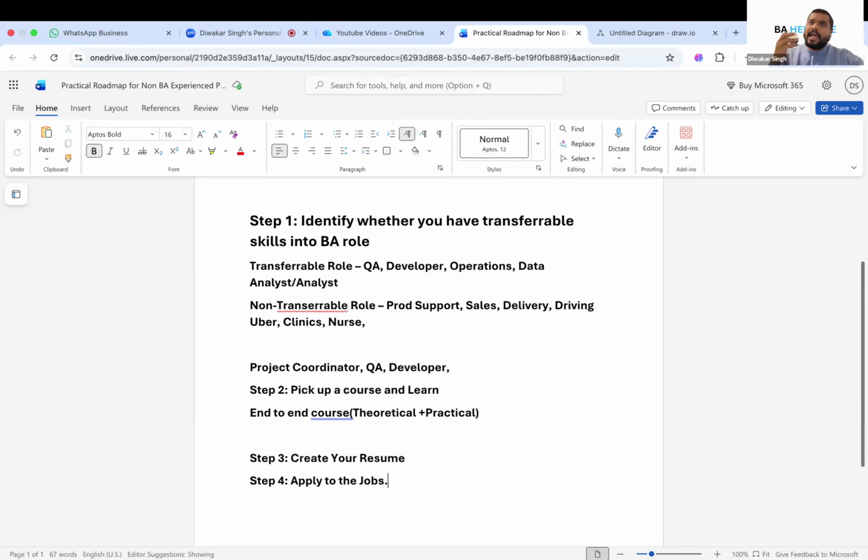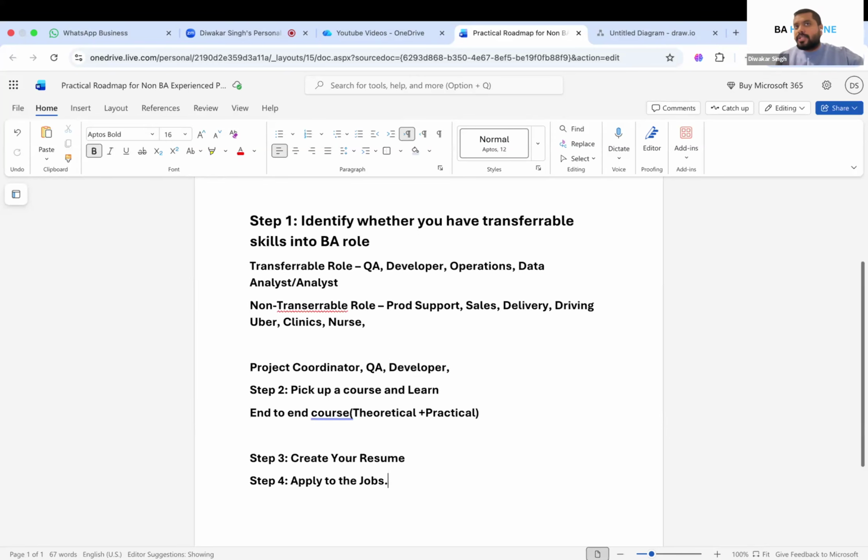I think we have a 30,000 limit, so utilize all your 30,000 connection limit on LinkedIn. If you have 30,000 people, you can ask them for a referral if they have any opening in the BA space in their particular company. I would suggest you use that method also.